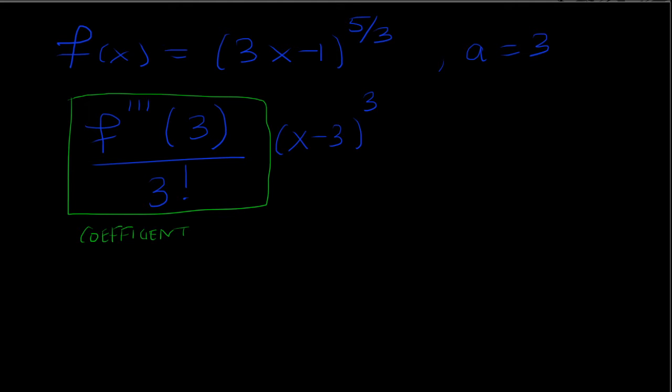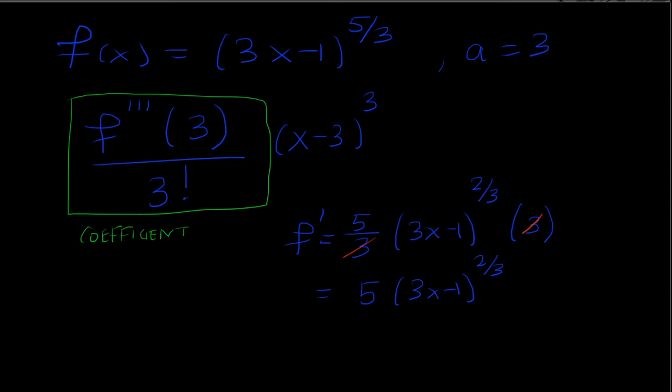Okay. So first, we want to find the derivative. Because we're looking at the third derivative, we're going to first look at the first derivative, where we bring down the exponent of 5/3, keep the inside the same, subtract 1 from the exponent, and multiply by the derivative of the inside with chain rule. The 3's are going to cancel, and I'm left with 5 times (3x minus 1) raised to the 2/3 power.